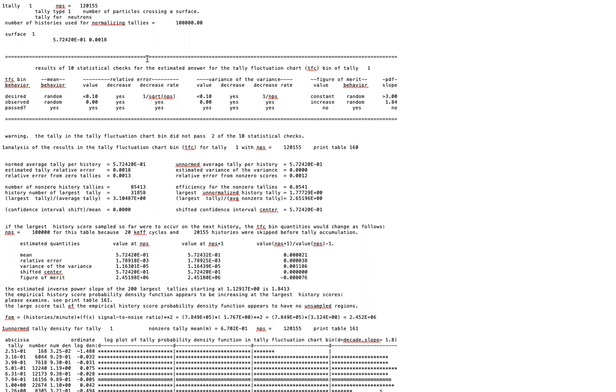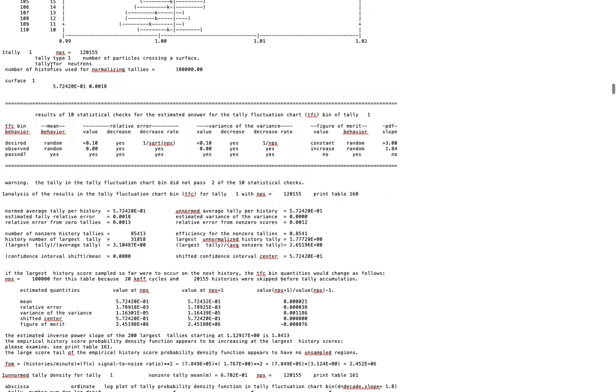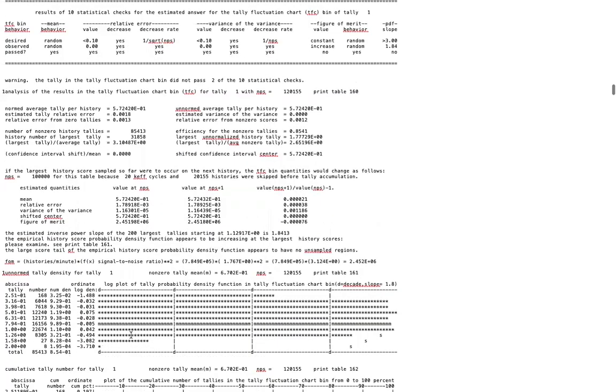Now here's my first tally. The first tally, how many cross the surface, tally 1. You can see it's 57%. 0.57242 is the fraction escaping. And here's the relative standard error, less than 1%, 0.18. So I'm really happy about it. Okay, let's see the flux.